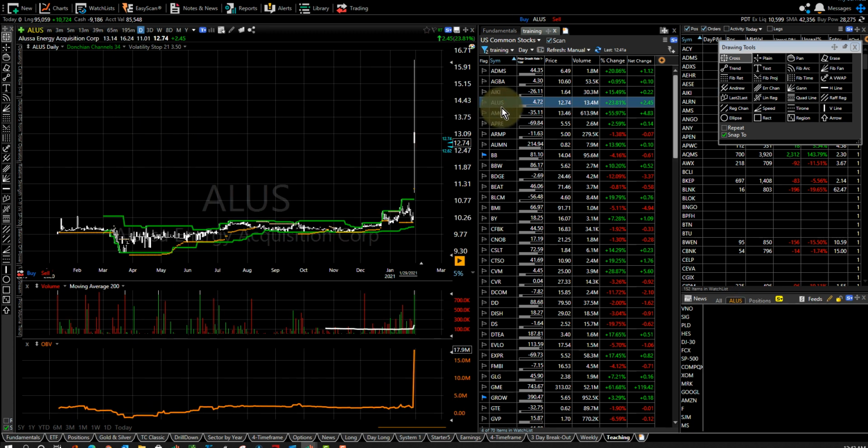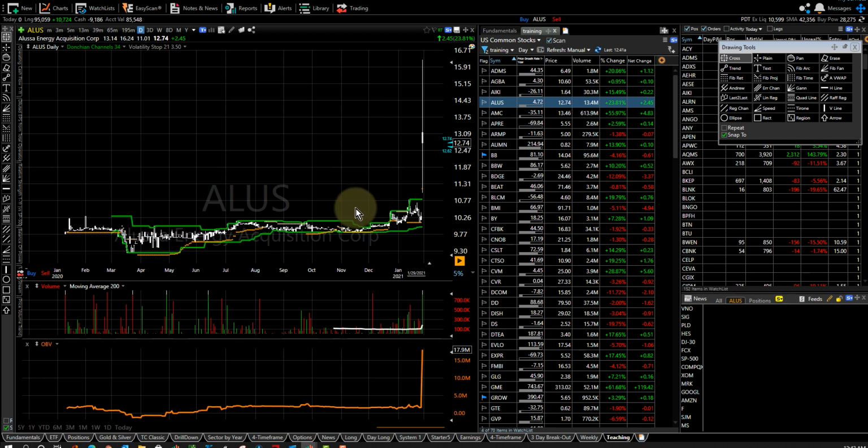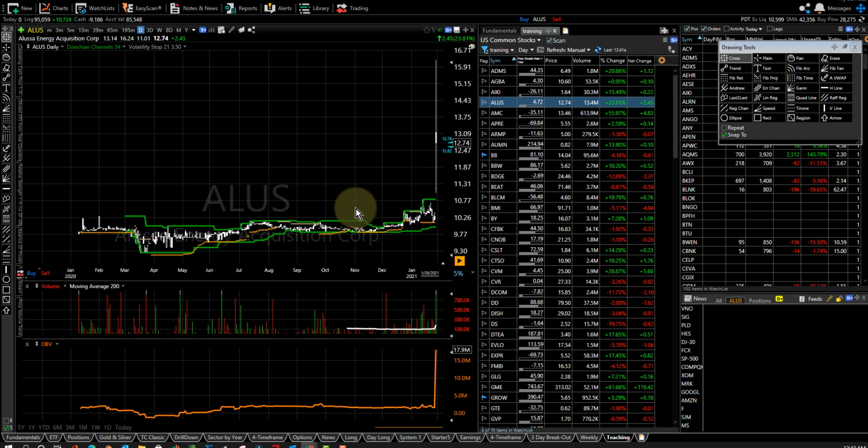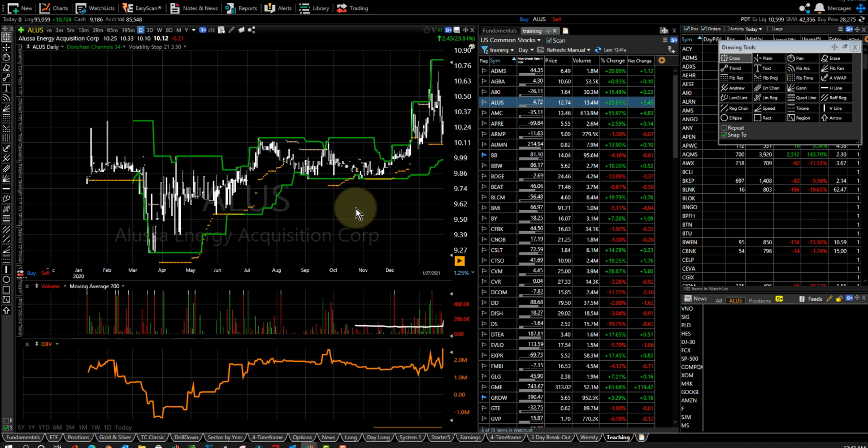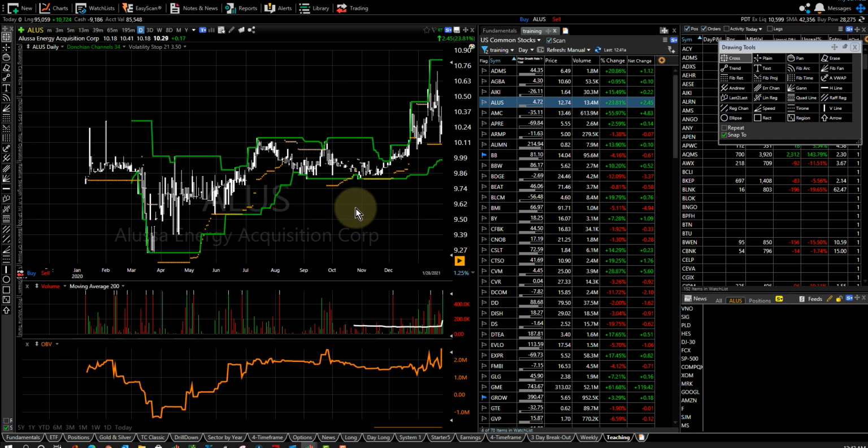Here's a stock that went from $10 to $12 all the way to $16. We got to take that day off to see what the scale looks like, because a big jump like that kind of ruins the scale. All right, here you go. I didn't trade this one. This is probably not a stock I would trade, but here's your smile.